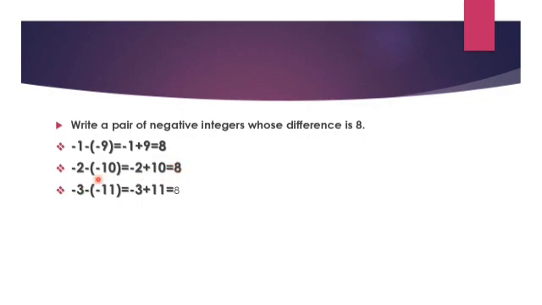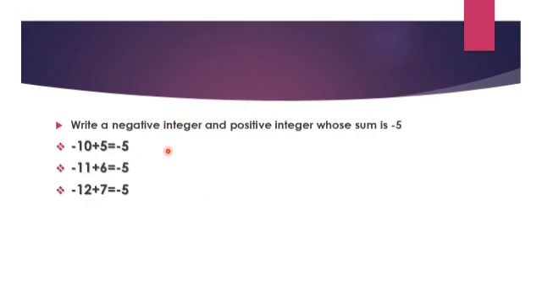And third case, we can also find the difference is 8. -3 minus -11. Then two negatives become positive. -3 plus 11. We get the answer as 8. We can use any way, but the answer becomes 8 using negative integers.